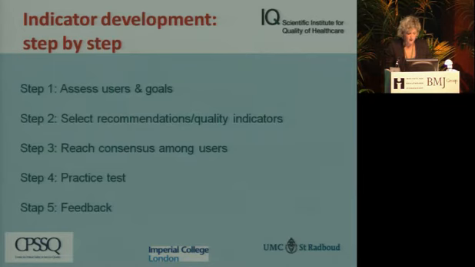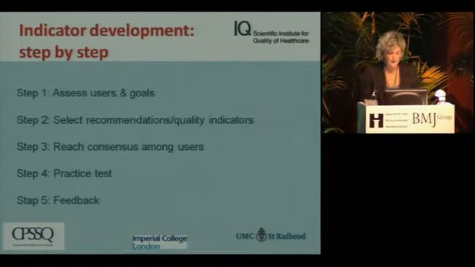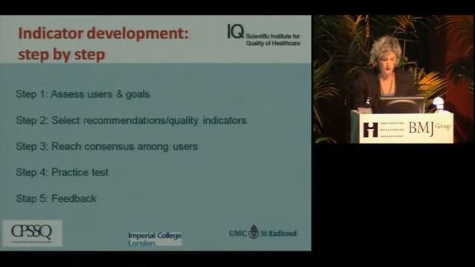So before the measurement of performance, the following steps have to be taken. First of all, you have to assess the users and the goals of your measurement. Then you have to select possible recommendations or quality indicators. Then you have to reach consensus among the users about the key recommendations or the key indicators to measure the quality of care. Then you have to perform a practice test to test the quality indicators. And at last you have to give feedback on the performances. And within a few minutes, Anna will tell you more about feedback.